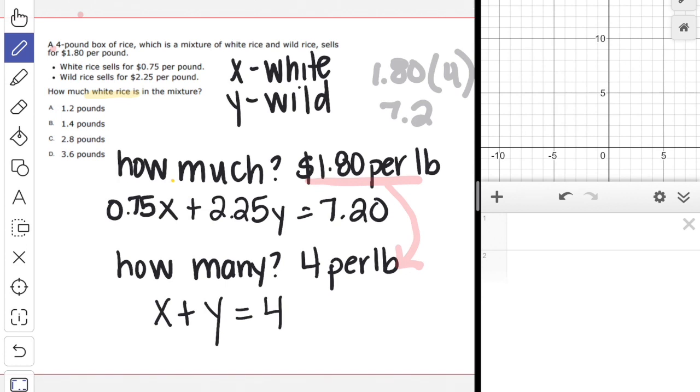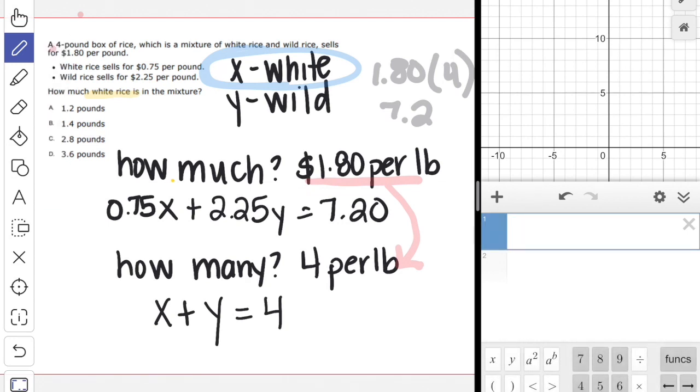Now, we are trying to solve for the X. So the X is what we're solving for. That's what we're going to be looking for. For this particular one, I'm going to go ahead and do this in Desmos because of the decimals that we have going on here.